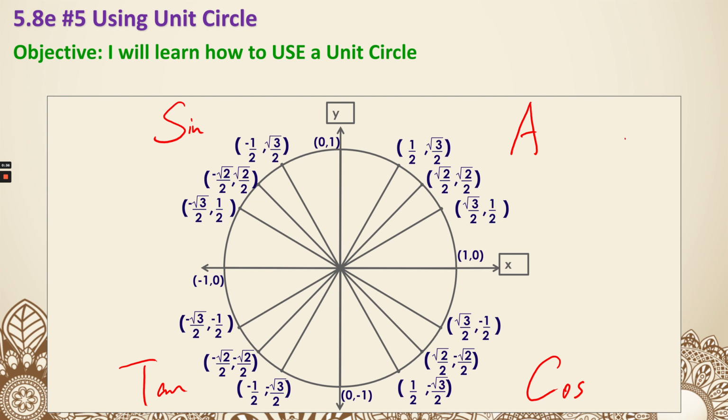Something else, sine is your y value, cosine is your x value, and tangent is y over x. Then of course, cosecant will be the reciprocal of sine, 1 over y. Secant will be the reciprocal of cosine, so it's 1 over x, and cotangent is the reciprocal of tangent, which is x over y. Now let's get into the examples.